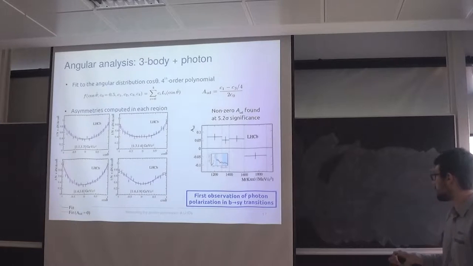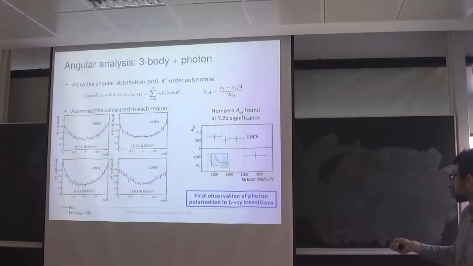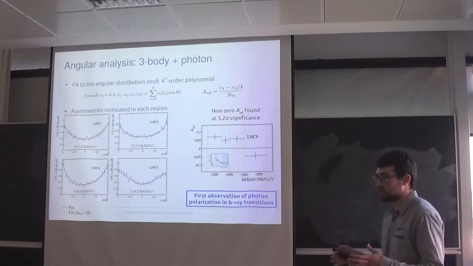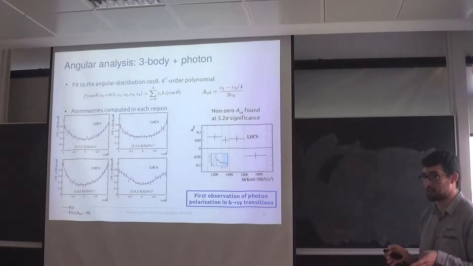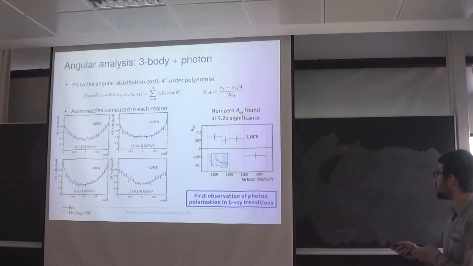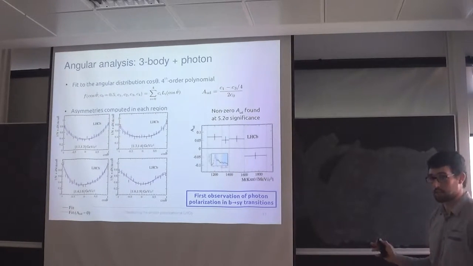So this is the first observation of photon polarization in B to S gamma transitions, but you have not made a single measurement of the photon polarization. You just say that the photon is polarized.